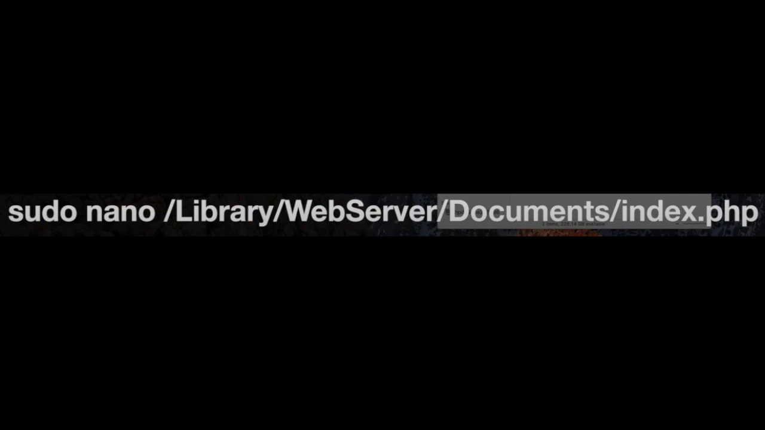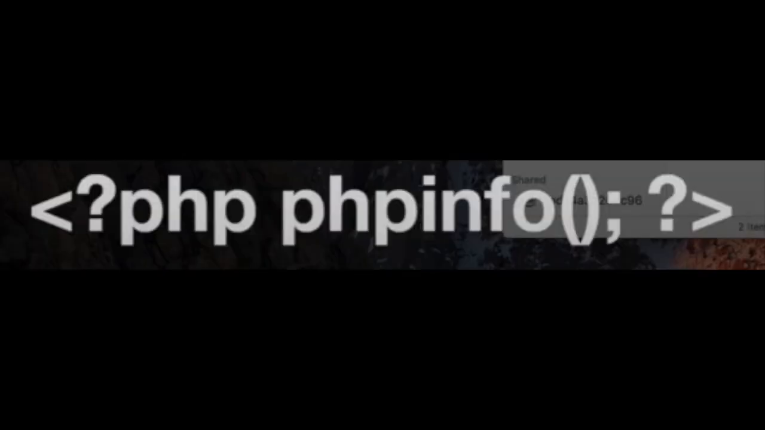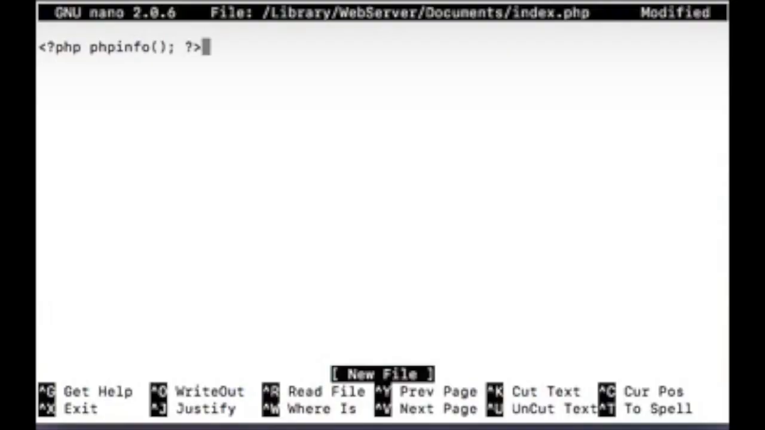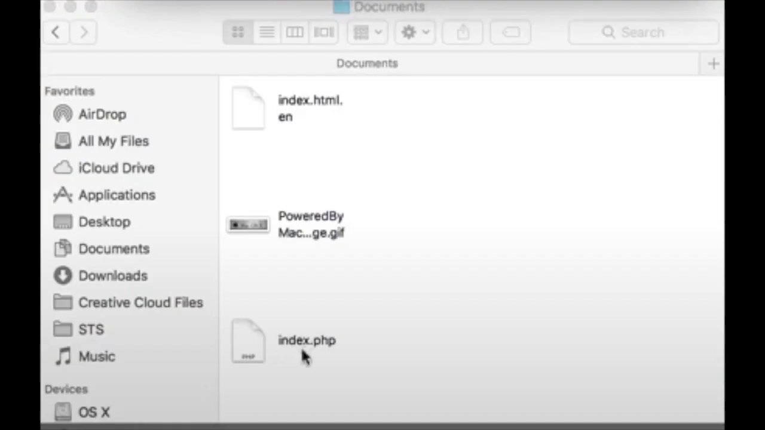So now we can test our PHP by typing into the terminal sudo nano /Library/WebServer/Documents/index.php and typing in this line of code, and then save everything with Ctrl+O and close with Ctrl+X. Now we can see that we added a PHP file into the documents folder called index.php with the PHP code, which will then show us the information about our PHP version.